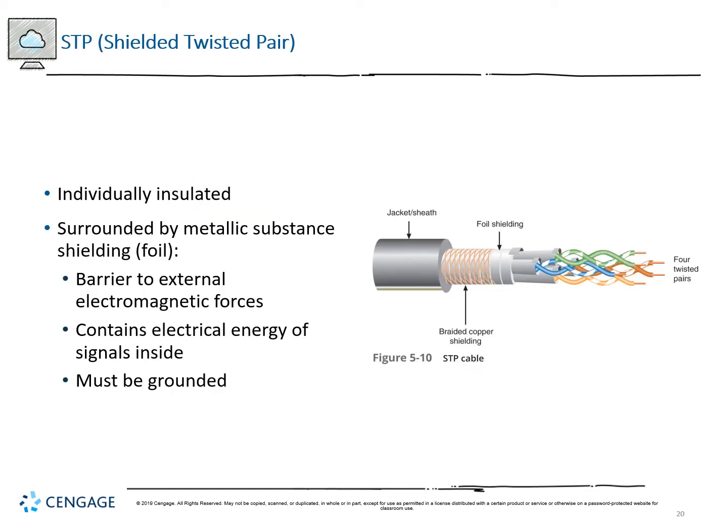The individual insulation of each, and then the foil, and then the copper shielding like we would see with coax, and then the jacket on the outside, makes shielded twisted pair cable very strong, reasonably thicker, and a lot more expensive to produce. Now it does have to be grounded, so the braided copper shielding tends to be the connector to the head that allows the grounding to be performed.